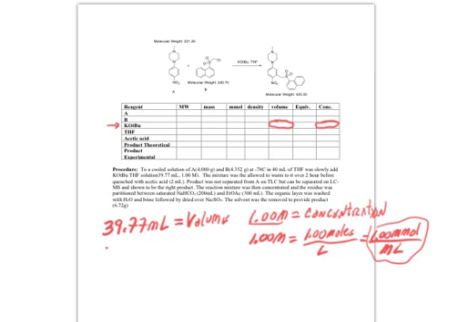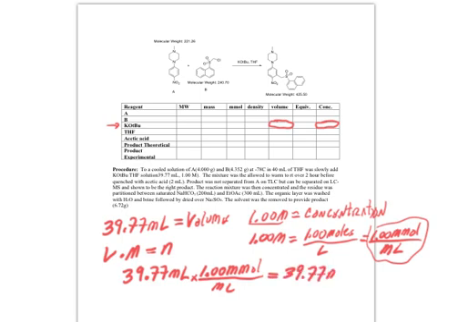So if I take the volume times the concentration, that's going to equal the number of moles, n, in millimoles. I'm going to take my 39.77 milliliters and multiply it by my concentration, which is 1.00 millimoles per milliliter. And I am going to get 39.77 millimoles of the potassium t-butoxide solution. And that number I'm going to put right up here.